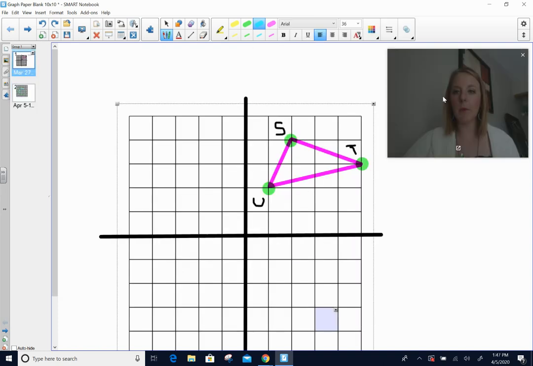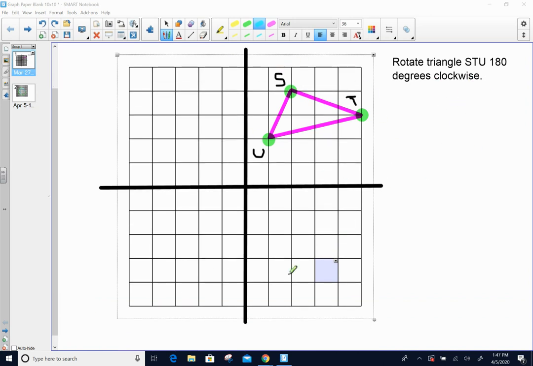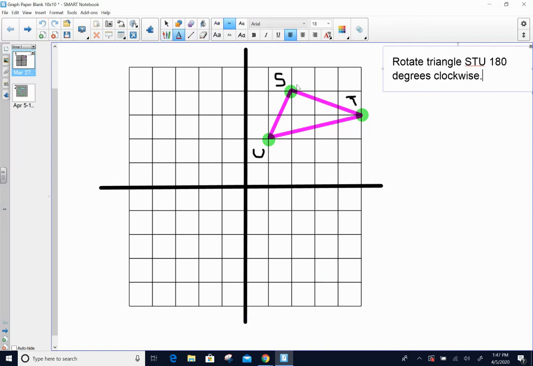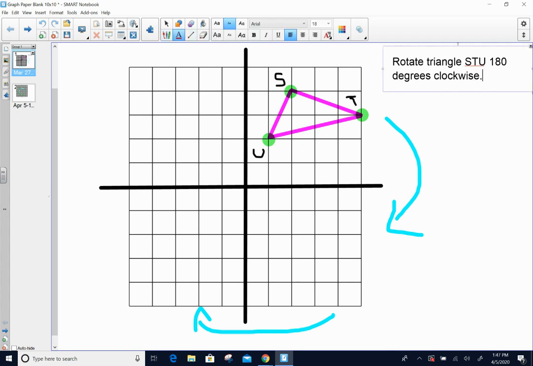We're going to go ahead and do an example here together. So my instructions tell me exactly what I'm doing. I've got a triangle here, and my instructions tell me that I'm going to rotate this triangle, STU, that's the name of our triangle, 180 degrees clockwise. So that means I need to move it one time for 90, and then another time gets me to 180. And we want to go this way because that is clockwise.